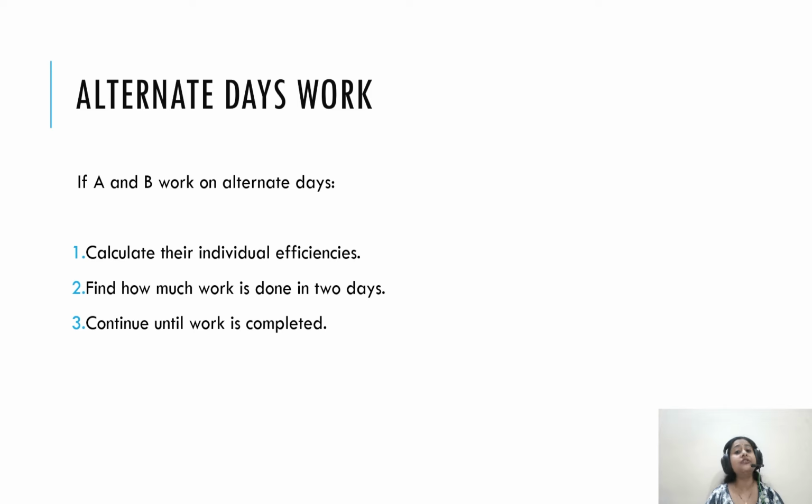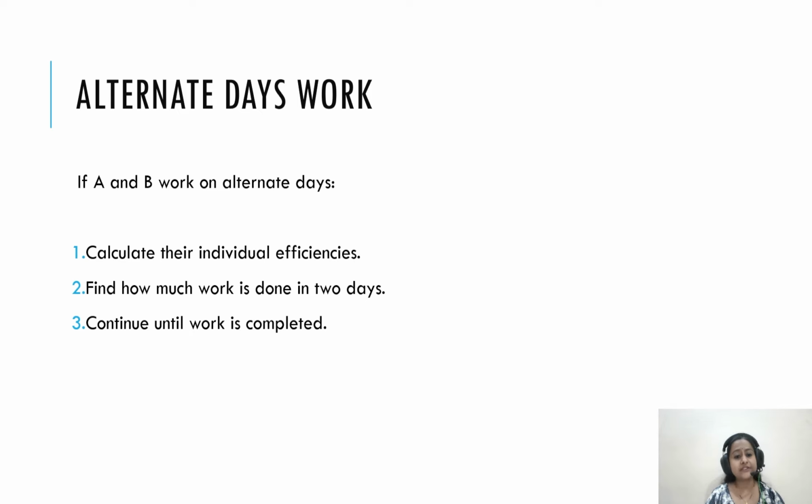In such a problem, there are three steps using which you can find out. First, you have to find out the individual efficiencies and combine them. When you do that, you will find out how much work is done in 2 days. In the earlier problem, it was a 1 day cycle. Here, you are finding out the 2 day cycle, because one person works on one day and the second person works on another day. So in the first 2 days, how much work is completed, that you have to find out.